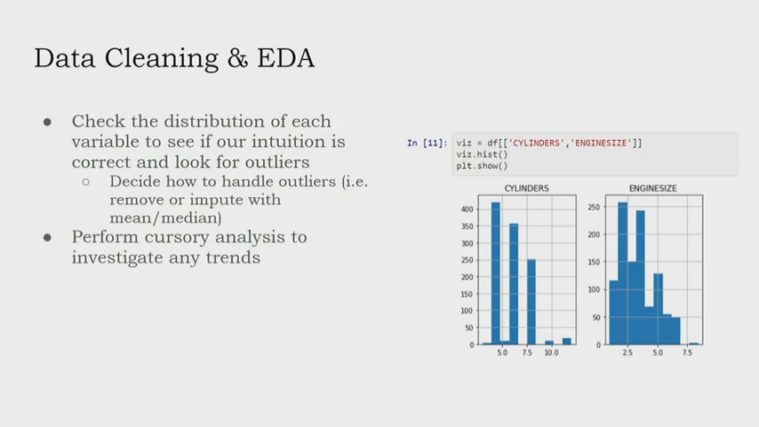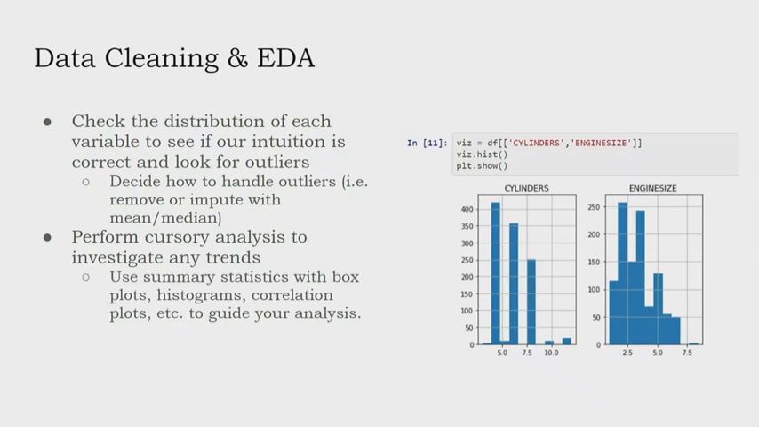We can also perform cursory analysis to see any trends. For example, if there are more cylinders in the car, does that directly mean that the fuel consumption will be more? That is one of the questions you can investigate. You can do a plot and see how these two variables, the fuel consumption and the number of cylinders, are related to each other. Use box plots, histograms, and correlation plots to guide your analysis. This can help you motivate and justify your modeling decisions, so you can say why you chose this model or why you went ahead with this.